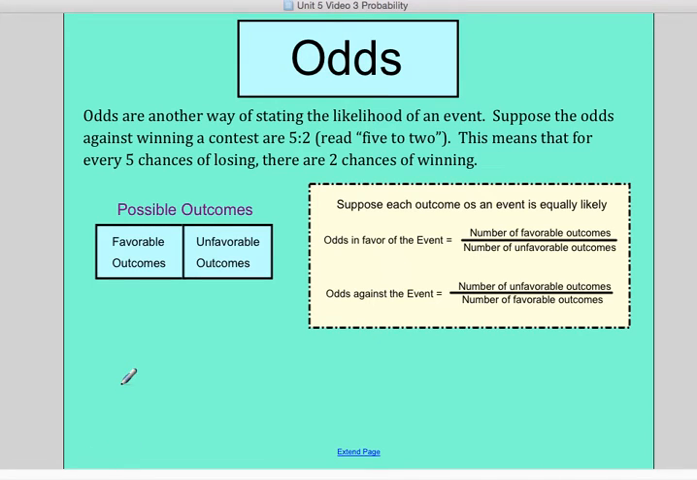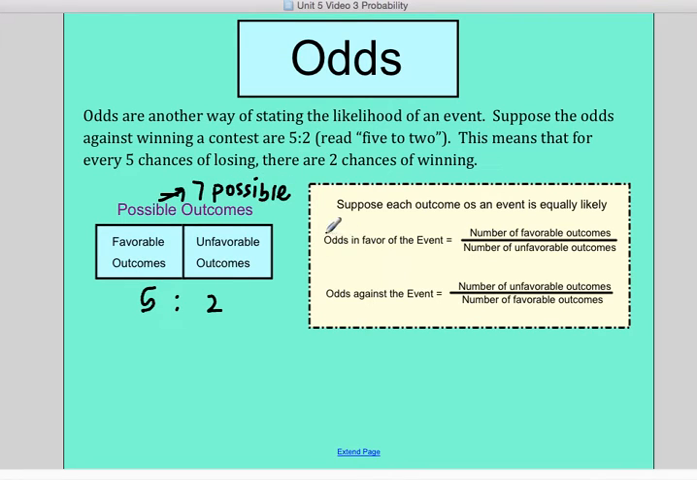The last thing we're going to talk about is odds. Odds are another way of stating the likelihood of an event. Suppose the odds against winning a contest are 5 to 2. This means that for every 5 chances of losing, there are 2 chances of winning. So if I have favorable outcomes and unfavorable outcomes, how many are possible? For instance, I have 5 to 2. So how many possible outcomes are there? You add them together. So for this one, there are 7 possible.